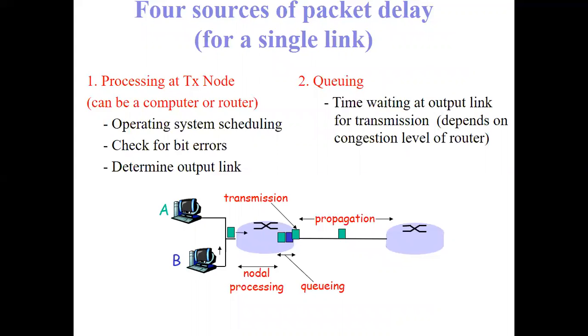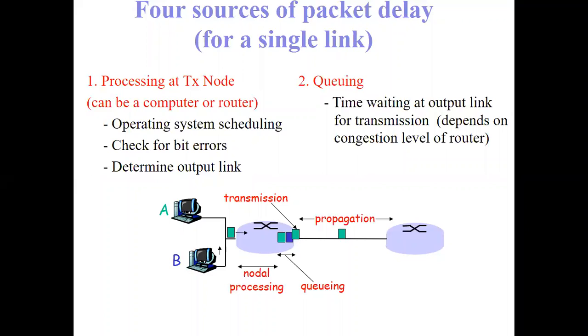Then, four sources of packet delay. There are 4 sources that make a packet to be delayed. There is processing at a TX node, which can be a computer, or a router, sometimes even a switch. Under processing, we have operating system scheduling, checking for bit errors, then you determine the output link.